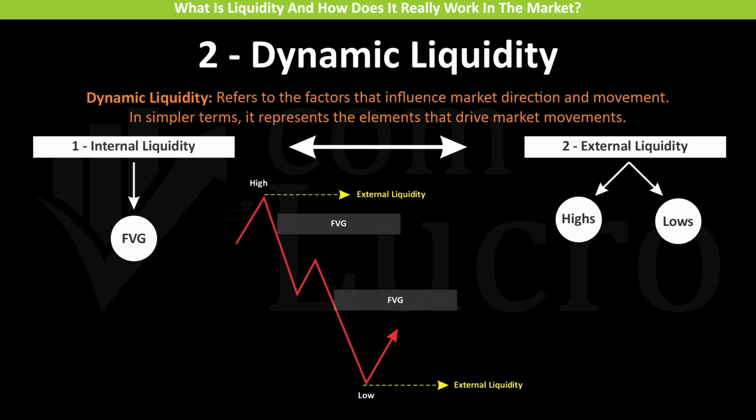To better understand this, imagine a market structure like a rally wave consisting of a high and a low. These highs and lows represent external liquidity. External liquidity refers to the liquidity resting beyond key swing points. On the other hand, the fair value gaps within that range represent internal liquidity. Price is constantly moving between these two types. In practice, the market cycles between internal and external liquidity, moving from one to the other in a continuous flow.